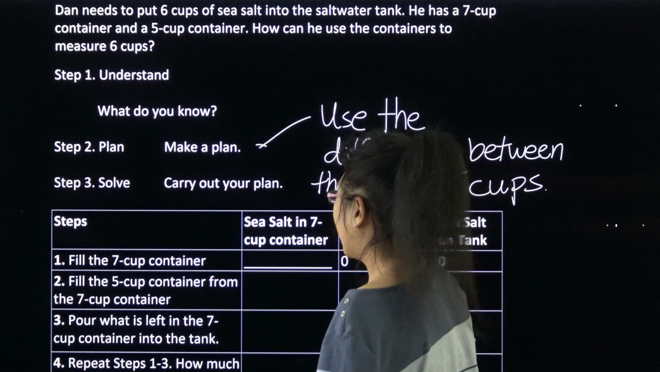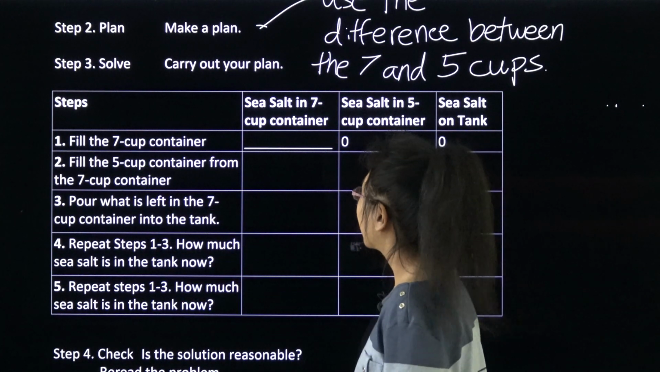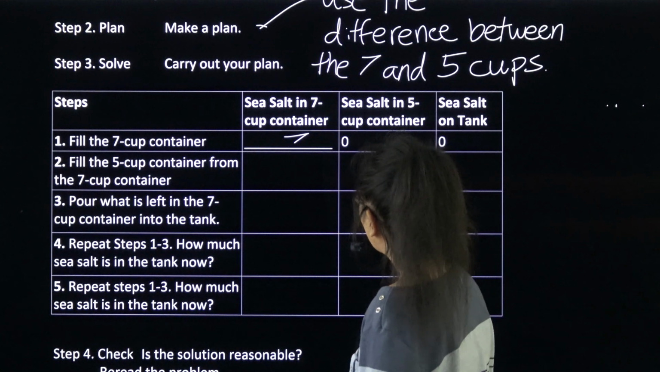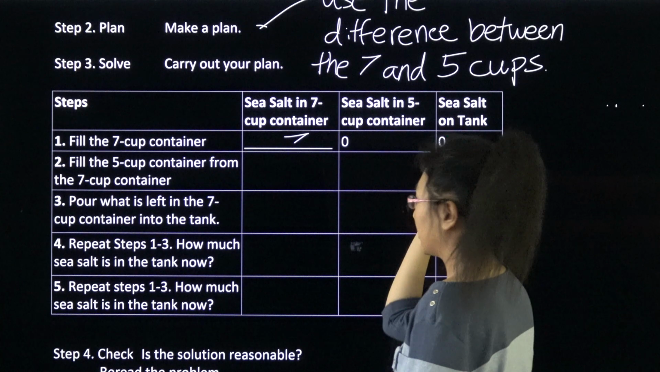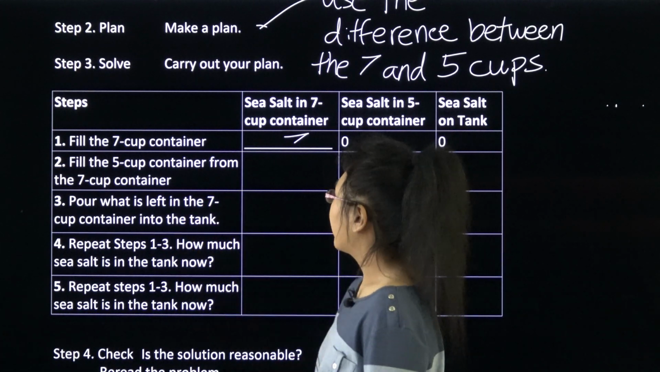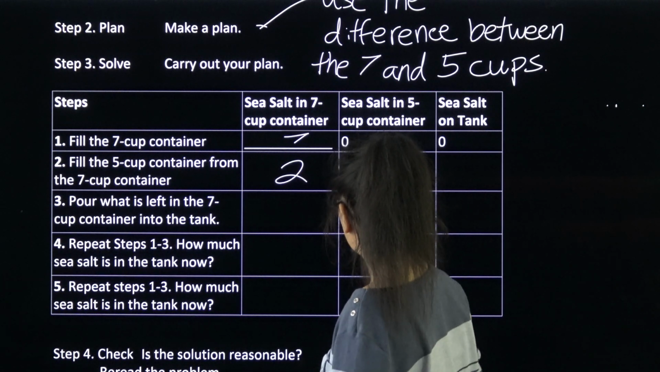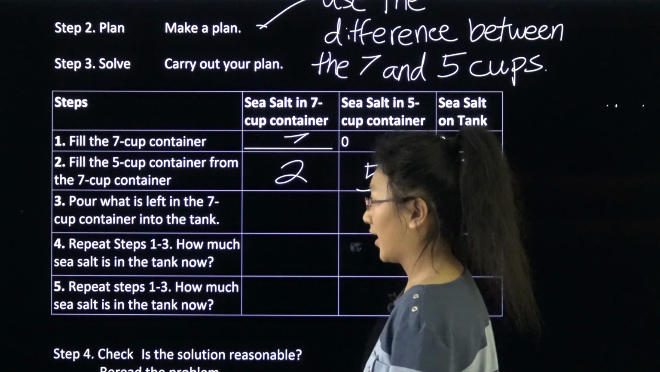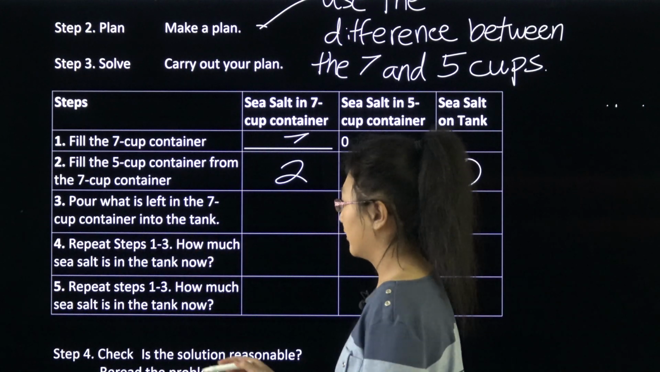Now, step 3 is solve, carry out our plan. So, step 1, we fill in the 7-cup container, and then we have 7 cups of sea salt in the 7-cup container. And then we have 0 cups of sea salt in the 5-cup, and 0 cups of sea salt in the tank. And then we fill the 5-cup container from the 7-cup container. So the 7-cup container has 2 cups left, and the 5-cup container has 5 cups in it. And there's still no sea salt in the tank.